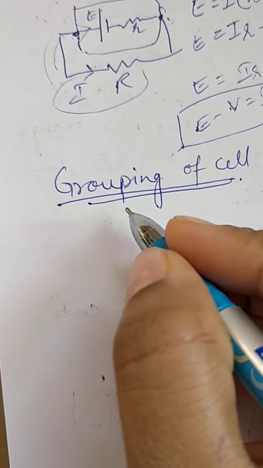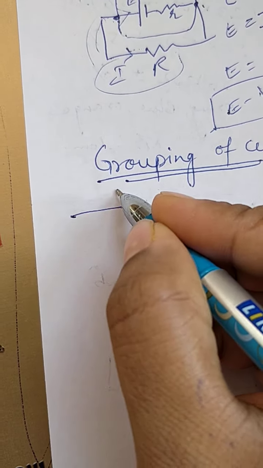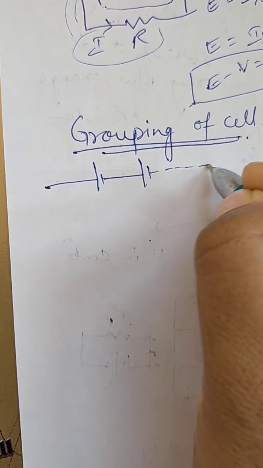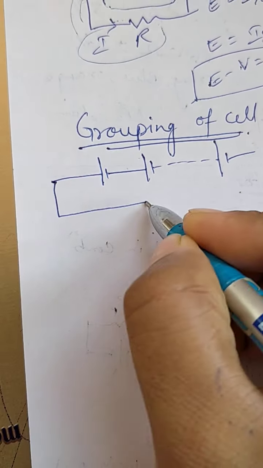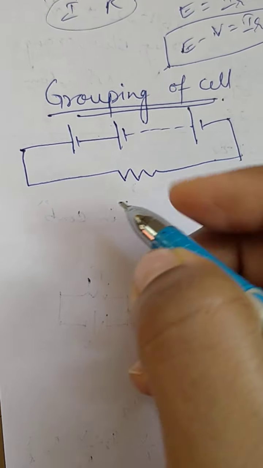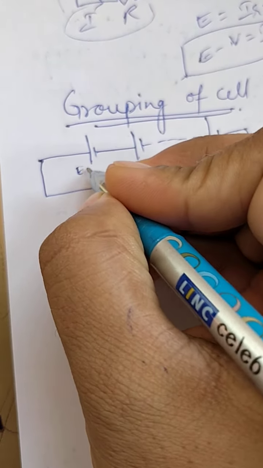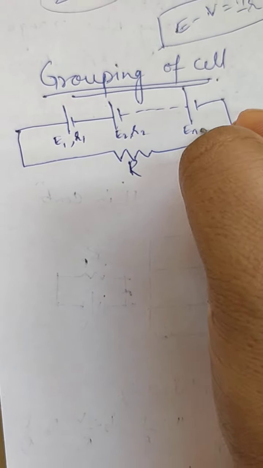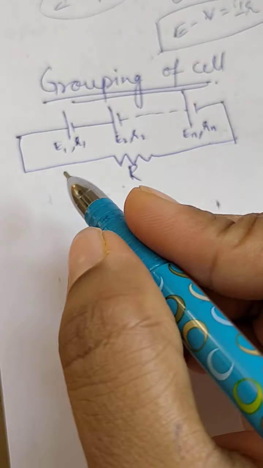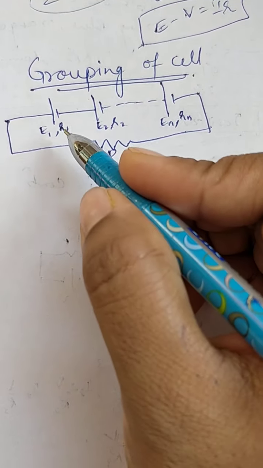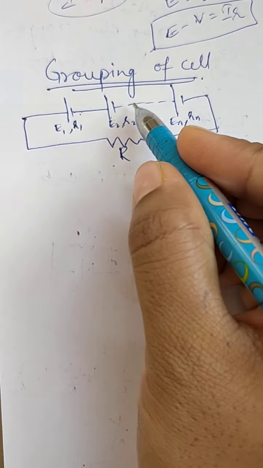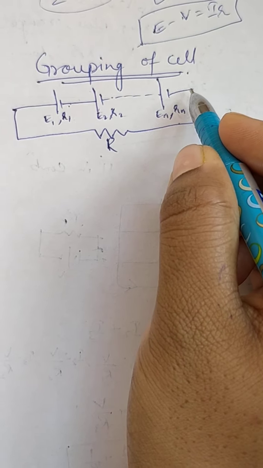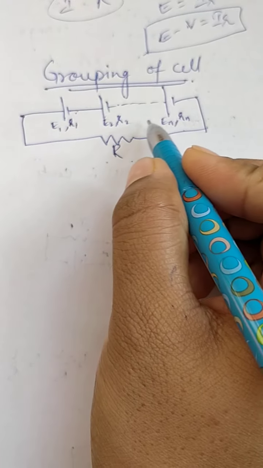Okay, now next we will do grouping of cells. So first I'll take series connection. Suppose there are n number of cells connected in series. These are all primary cells, and here is your external resistor R. Let E1 be the EMF, r1 the internal resistance, E2, r2, En, rn, and so on. Now because they all are in series, if you redraw, it's like a series connection for resistors also. And these are all cells connected in series, no? See, series connection means negative connected to positive, negative connected to positive.